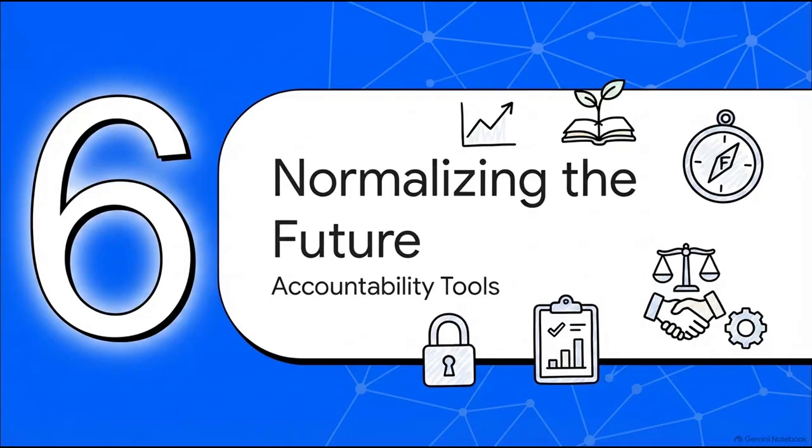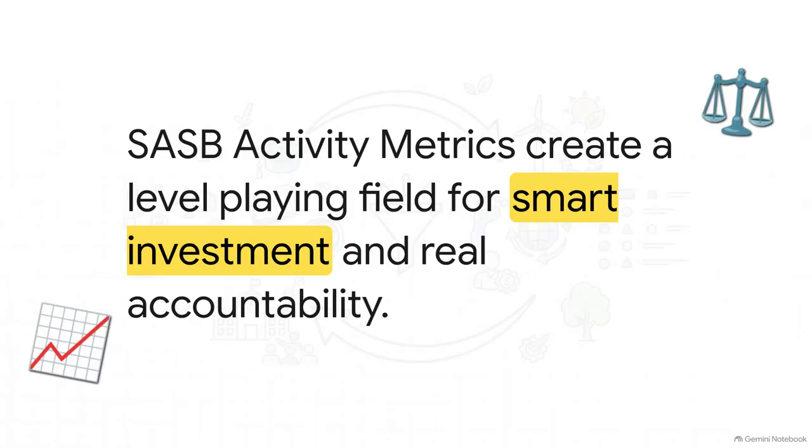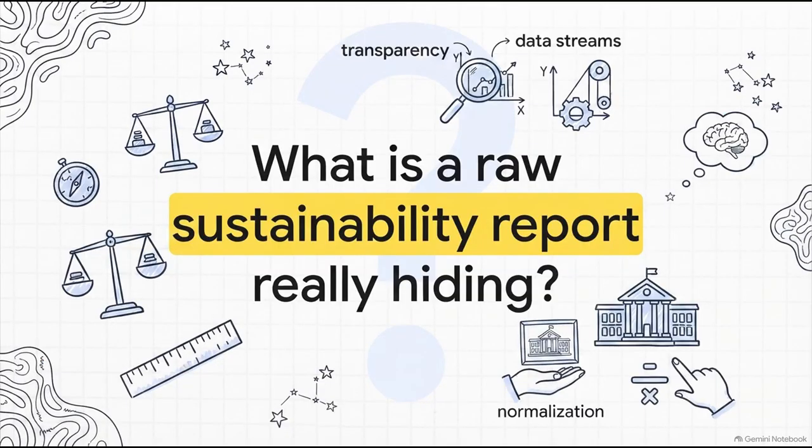Finally, Section 6, normalizing the future, the accountability tools. You see, when an educational institution reports its sustainability data, whether that's about graduation rates, monetary losses from deceptive marketing, or data privacy, those numbers just don't exist in a vacuum. SASB activity metrics create a level playing field. By consistently reporting enrollment, demand, online course load, and staff ratios, institutions give administrators and investors the exact tools they need to make real apples-to-apples comparisons. It basically ensures we aren't unfairly penalizing a massive university just for having higher overall baseline numbers than a tiny college. Ultimately, this is all about transparency, because when you understand the scale, you understand the reality.